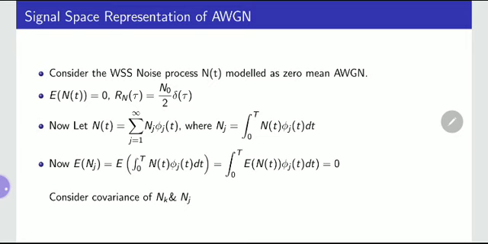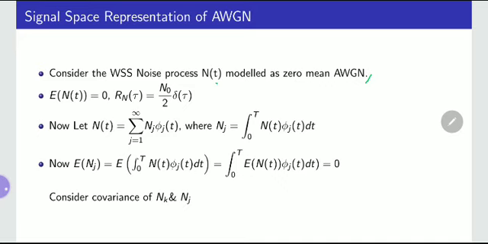Now, using this concept, we will try to find the signal space representation of AWGN. So consider the white, wide-sense stationary noise process n of t, which is modeled as a zero mean AWGN. So E of n of t is 0. That is obvious because this is zero mean.